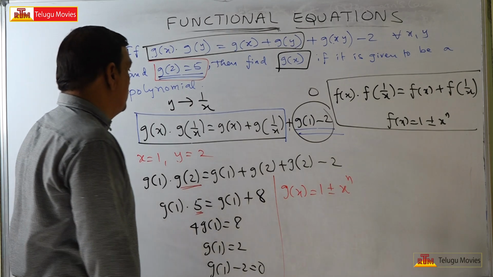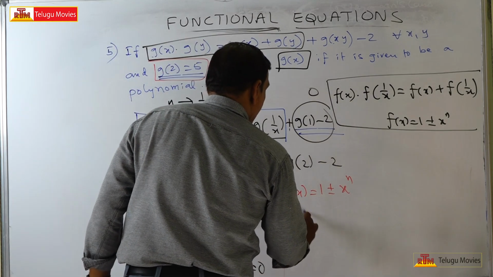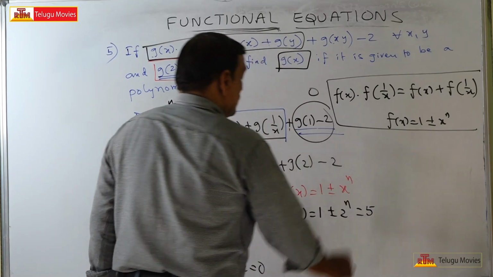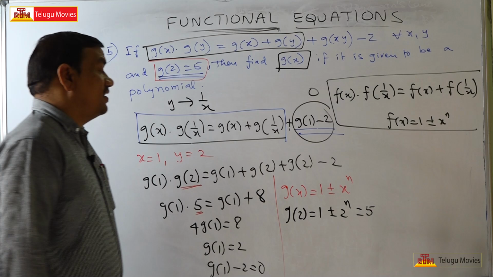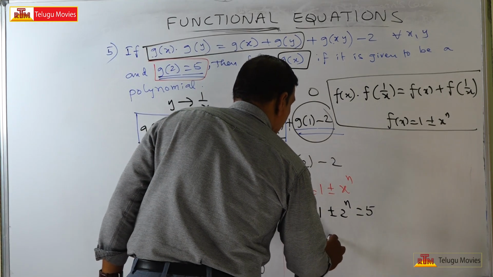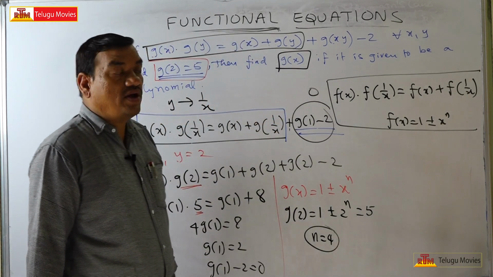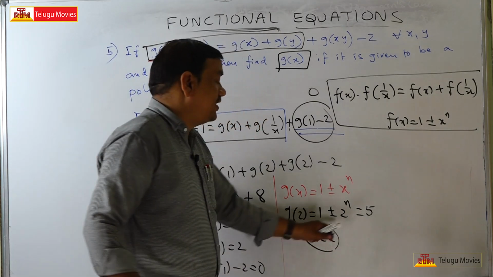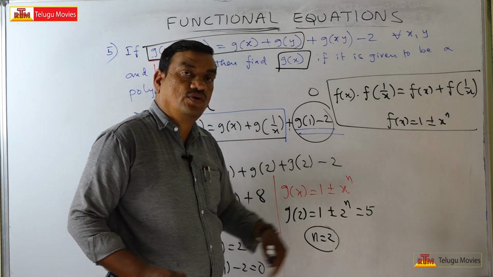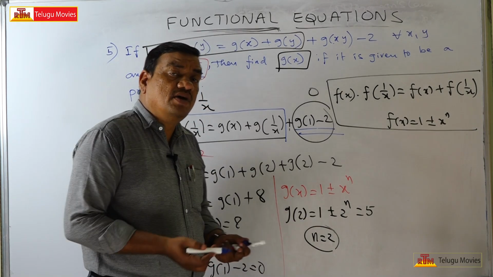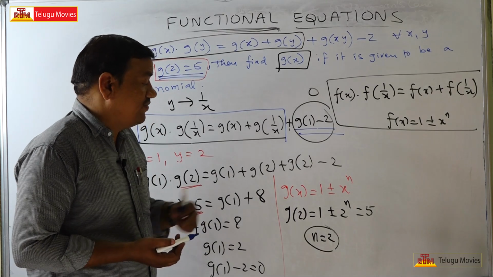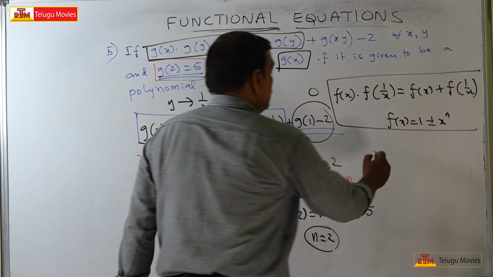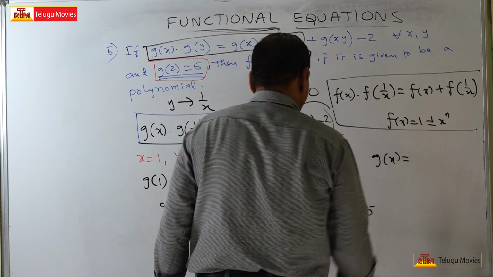For that it is given that g of 2 is equal to 5. Once again we will use that. So, g of 2 is equal to 1 plus or minus 2 power n is equal to 5. Clearly n is equal to 4? Why? So, if you take n is equal to 2, 2 square 4, 1 plus 4 is equal to 5. Therefore, that means your second case will fail. That is why. So, what is your g of x is equal to?